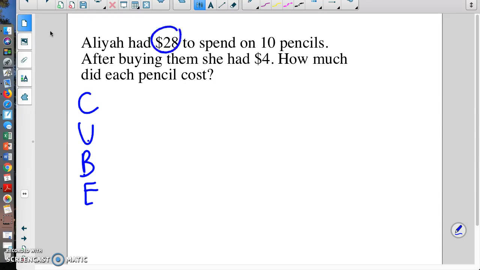So first we circle our numbers. We have 28, 10, and 4. The question is, how much did each pencil cost? And we're going to box our math action words. So she had $28 to spend on 10 pencils. After buying them, she had $4. How much did each pencil cost?